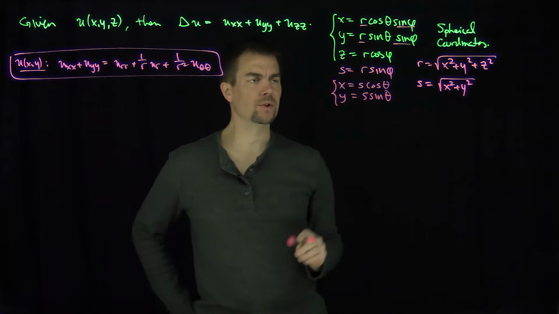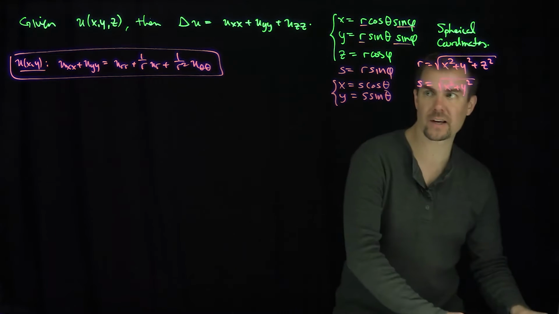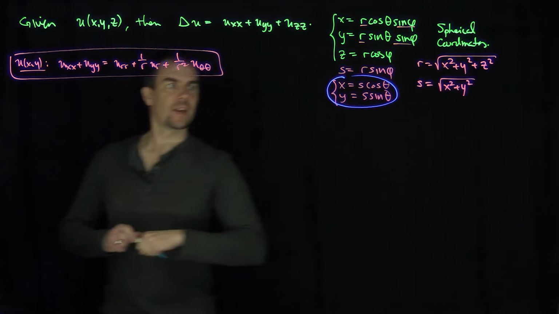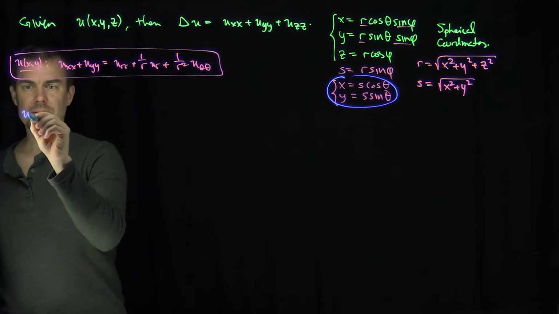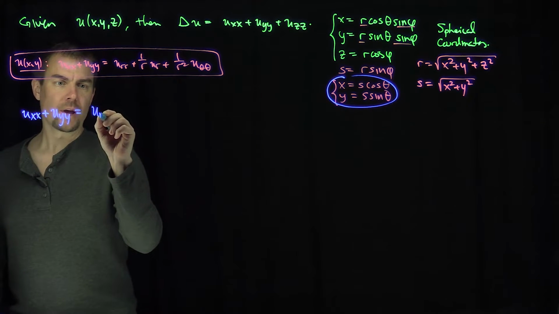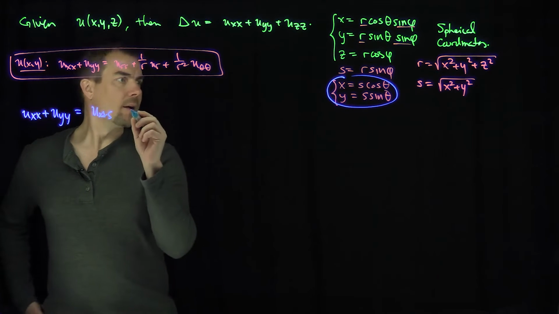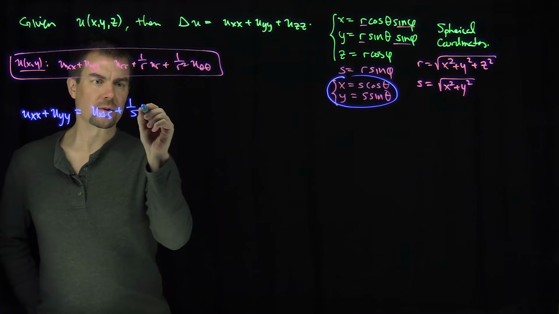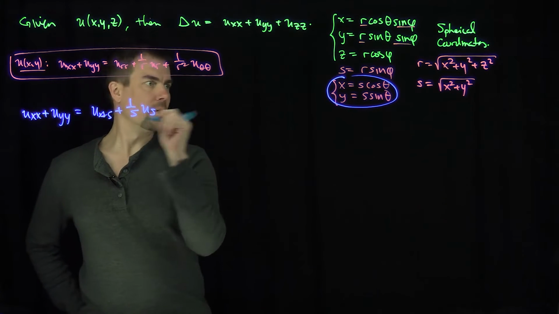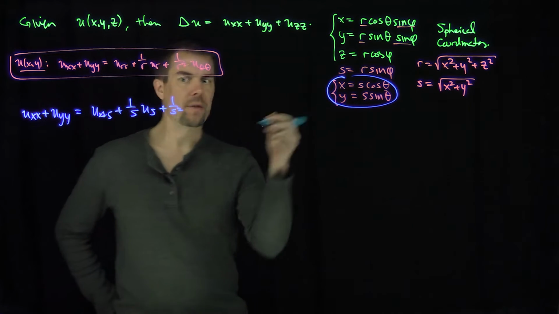Okay, so here's what we're going to do. I'm going to do this in two phases. The first phase is, let's look at this transformation over here. So I have x and y as functions of s and theta. That would say that uxx plus uyy, by the polar coordinate formula, is equal to uss plus 1 over s us plus 1 over s squared u theta theta.